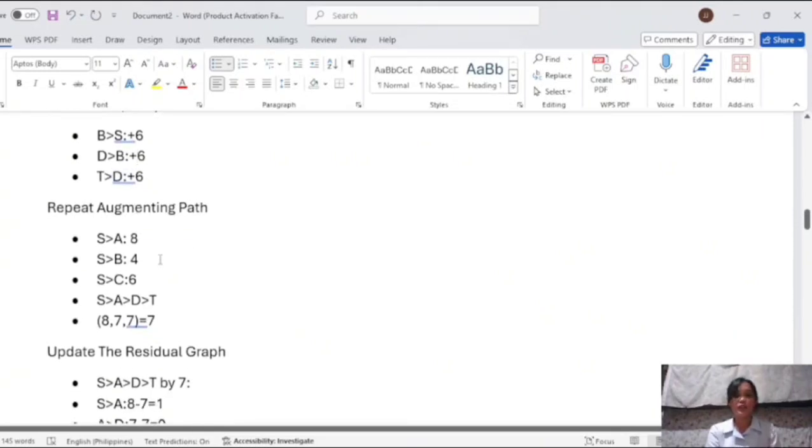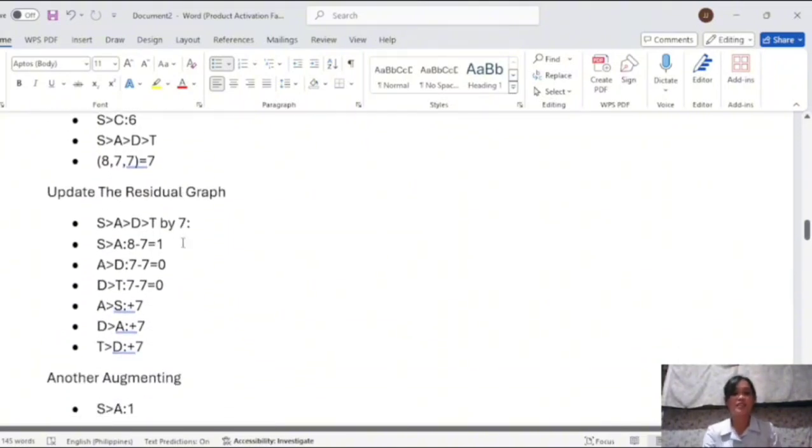So we repeat the augmenting path search. Let's start with S and A, which is 8, and S and B, which is 4. Also S and C is 6, and then the repeated augmenting path bottleneck is 7. This is the repeated augmenting path.